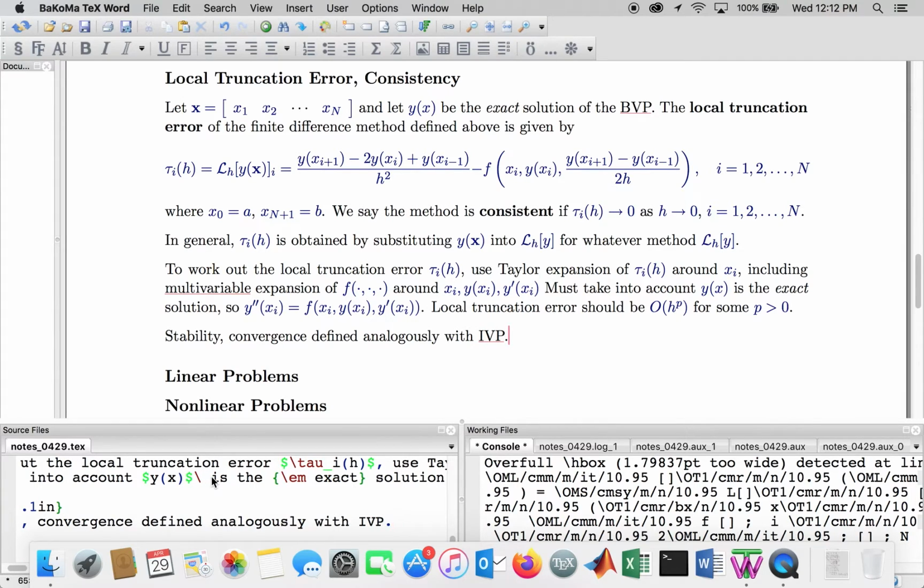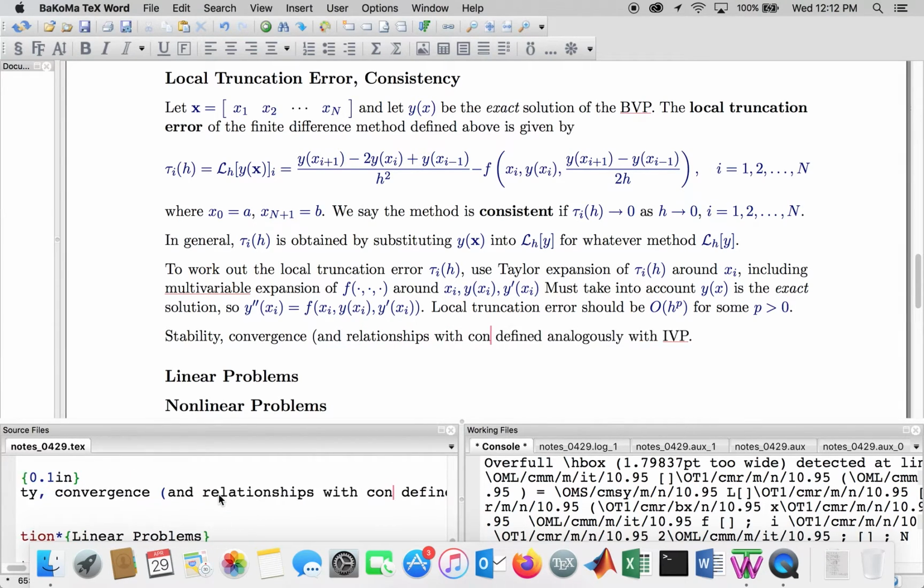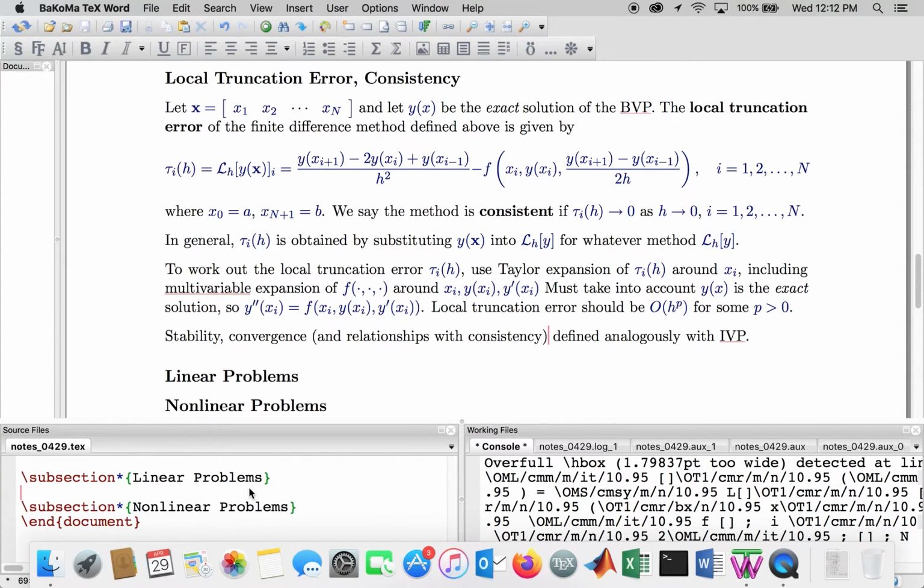Okay. So those concepts, it's not really very interesting. It just all works the same way as for initial value problems, and how these concepts all relate to one another. It's all the same. Okay, now I want to talk about linear boundary value problems.